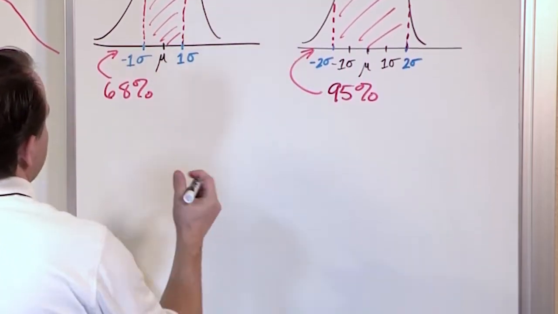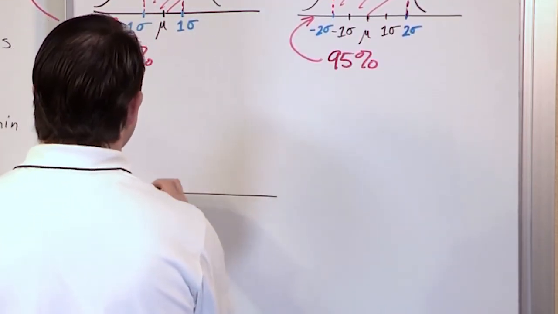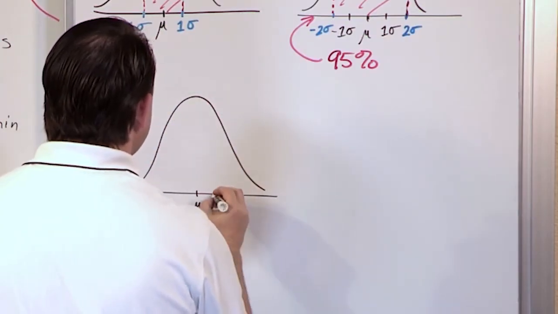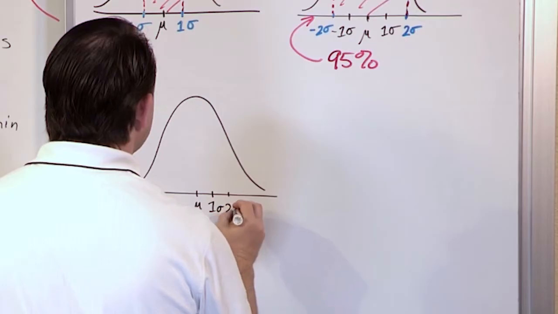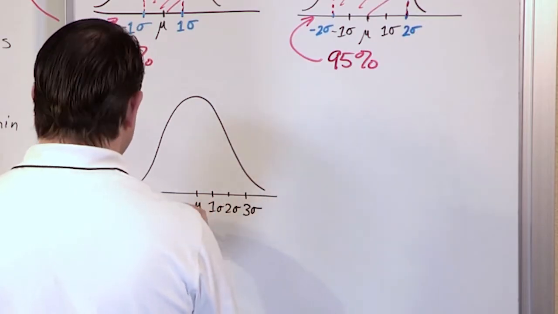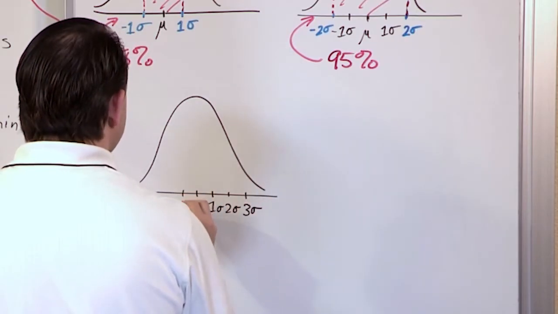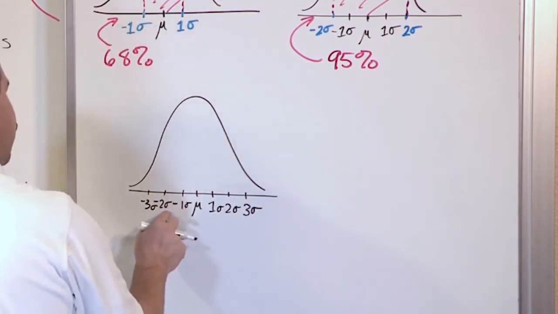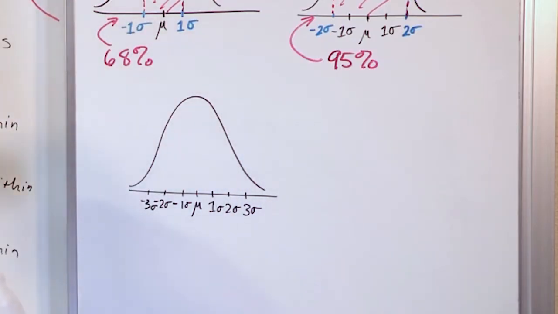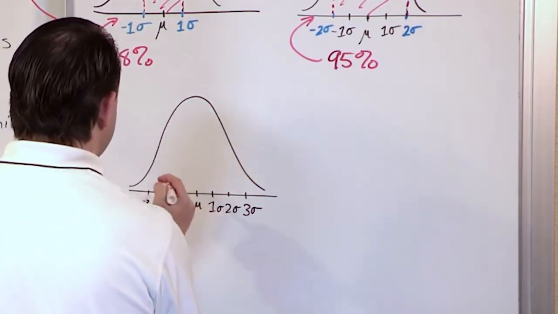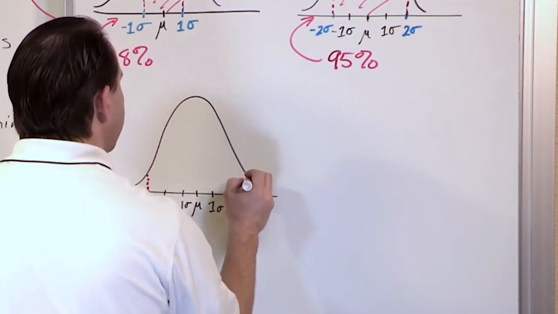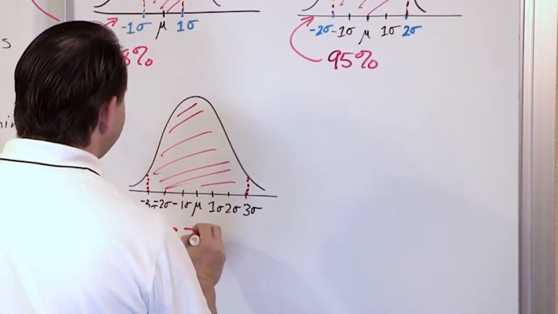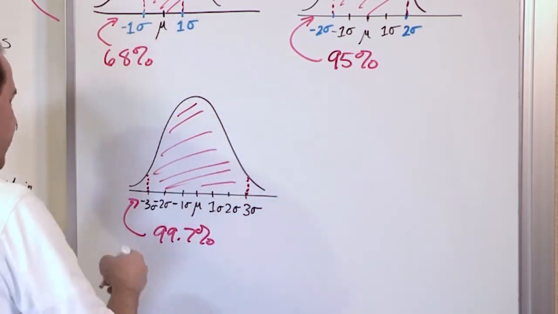And then the last thing would be to draw this one like this. This would be my mean. This would be 1 sigma, this would be 2 sigma, this would be 3 sigma. This would be -1 sigma, -2 sigma, -3 sigma. So 3 standard deviations, plus or minus, about my mean. Almost the entire curve is here. So that means 99.7% of my data is going to fall between plus or minus 3 standard deviations.